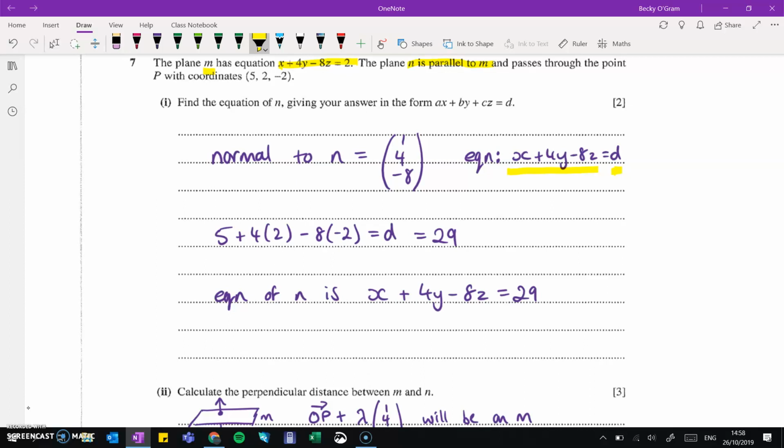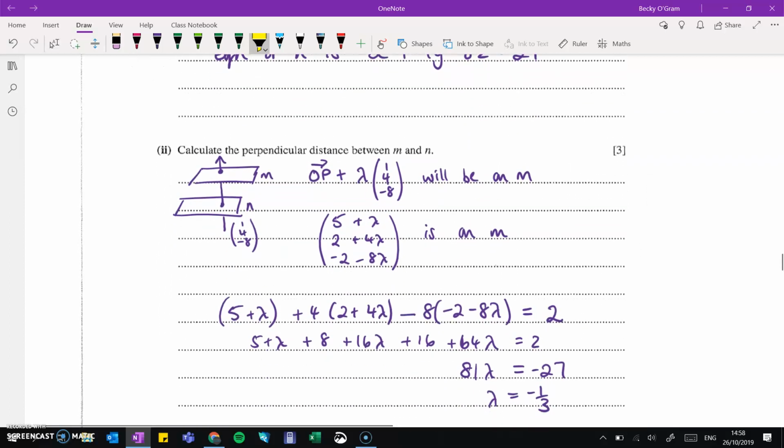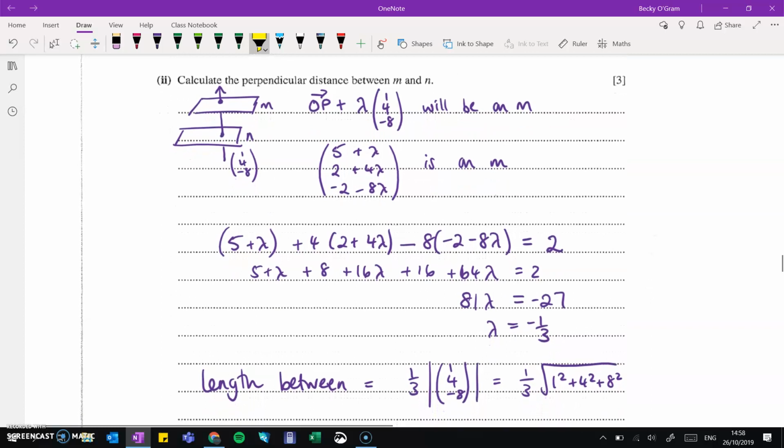Okay, so it will have the same normal, and then we know that the point P has those coordinates and it's on that plane, so therefore it will satisfy those parts of the equation for x, y, and z. Whatever they come out to be, that will be our D number, so then we put it into the equation of n. Then we move on to some slightly trickier stuff.